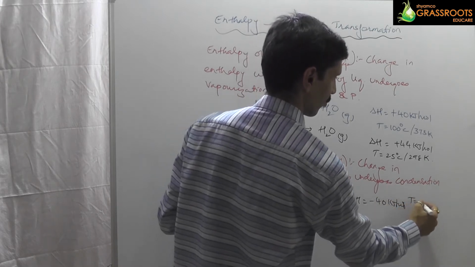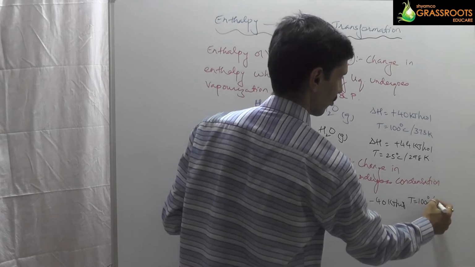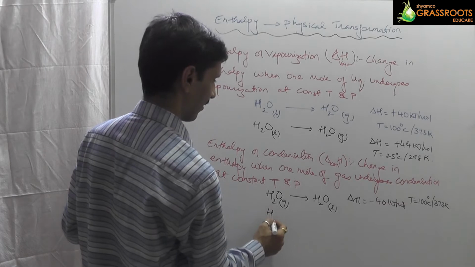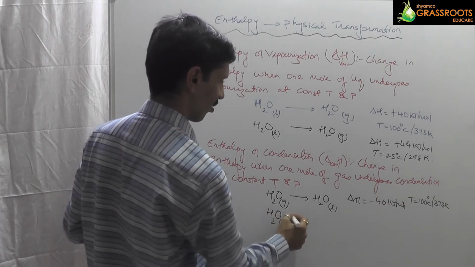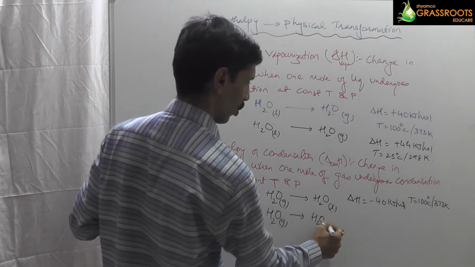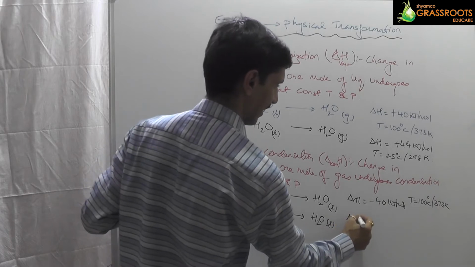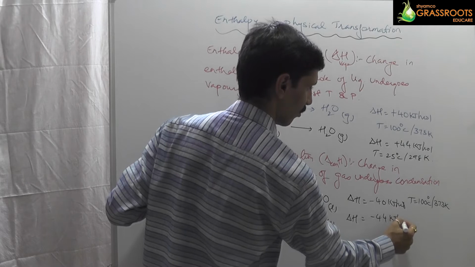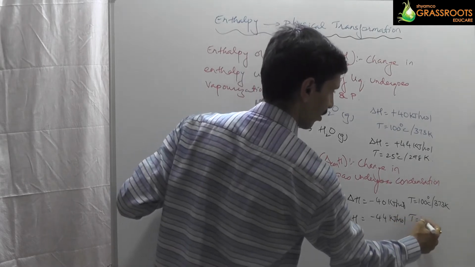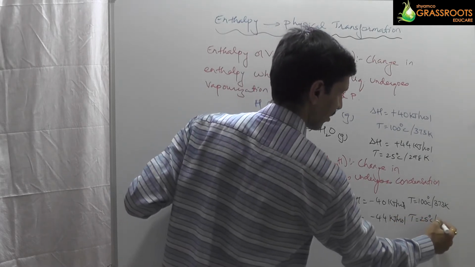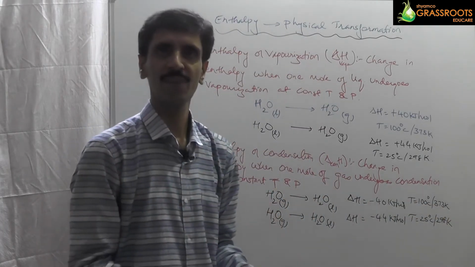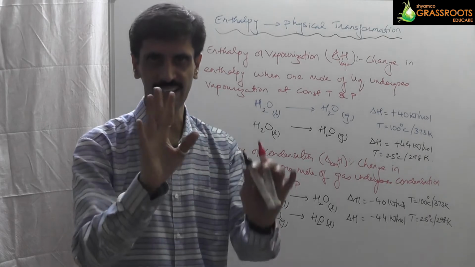Remember the temperature, friends: 100 degrees Celsius, or 373 Kelvin. Similarly, H2O gas getting converted into H2O liquid, we have delta H equal to minus 44 kilojoules per mole. The temperature is 25 degrees Celsius, or we call it 298 Kelvin. All right, sorted out. Any difficulty for anyone?